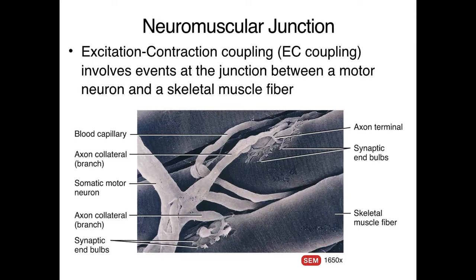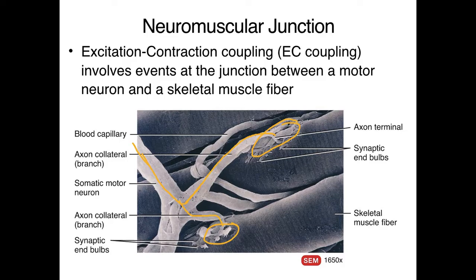When the signal comes down this neuron, there's actually an action potential traveling down this neuron. It gets here, and that action potential is going to split. Action potentials follow membranes. So the membrane splits, so the action potential is going to split, and it's going to end at both of these neuromuscular junctions.